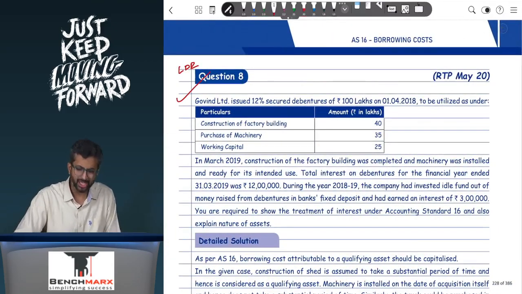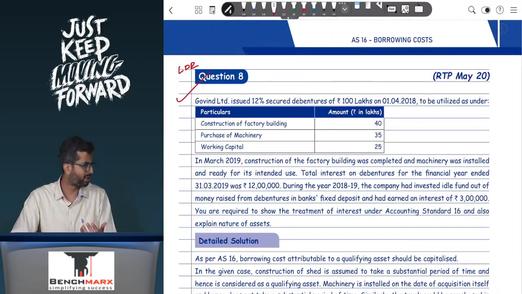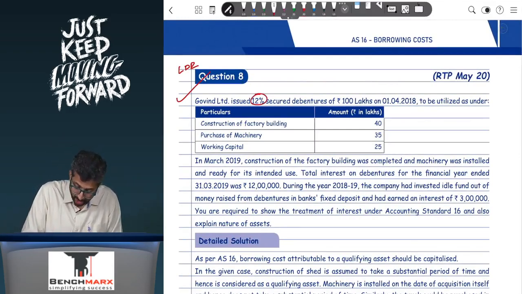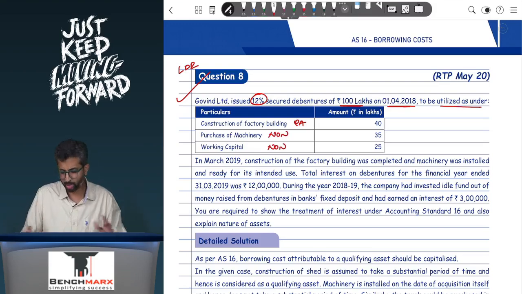Okay, question number 8 has one interesting adjustment similar to question 2, 3, 7 and 8. Govind issues 12% secured debentures of 100 lakhs on 1st April 18 to be utilized as under. So for construction of factory building, you will assume this is a qualifying asset. Purchase of machinery, you will assume it is not. And working capital also you will assume it is not.